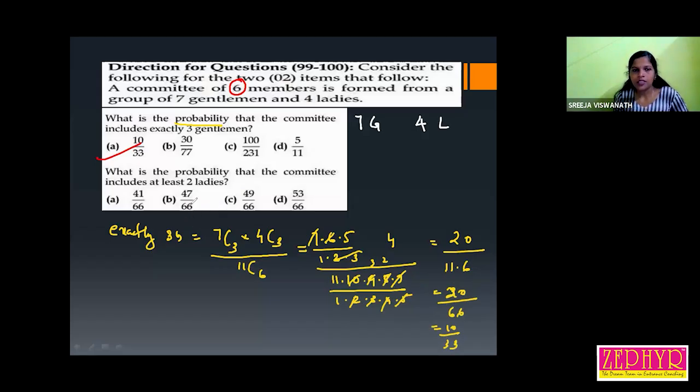Okay. Now what is the probability that committee include at least 2 ladies? At least 2 ladies. That means we can use 2 ladies, 3 ladies and 4 ladies. Or we can do that from the total probability, 1 minus no ladies and 1 lady.